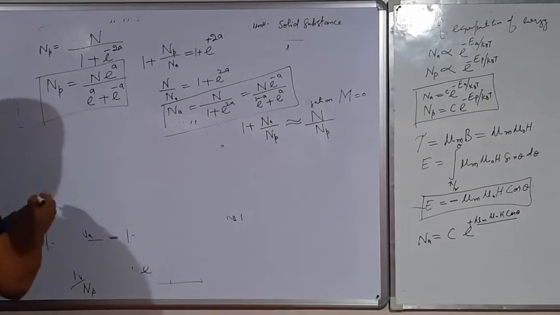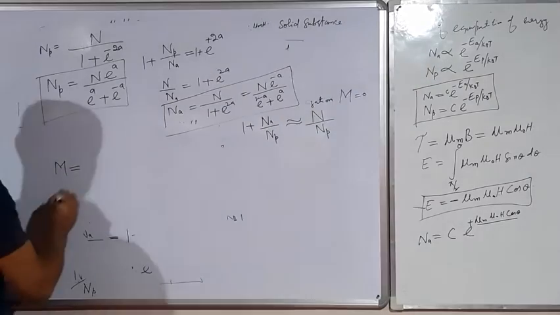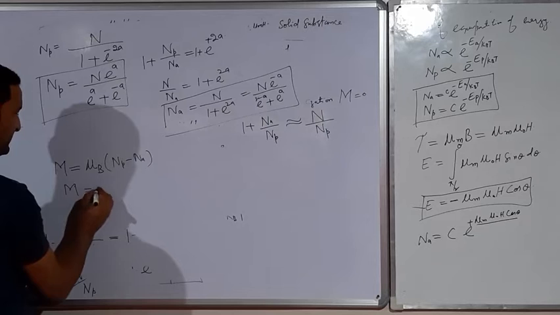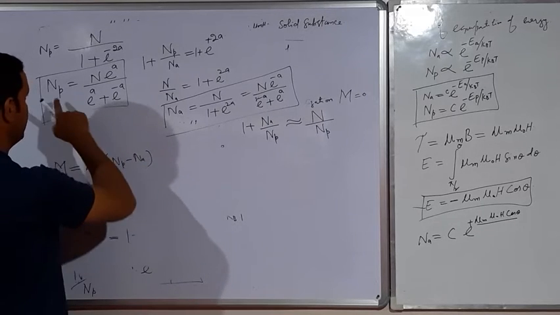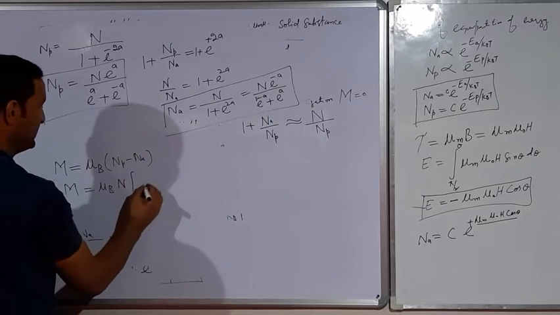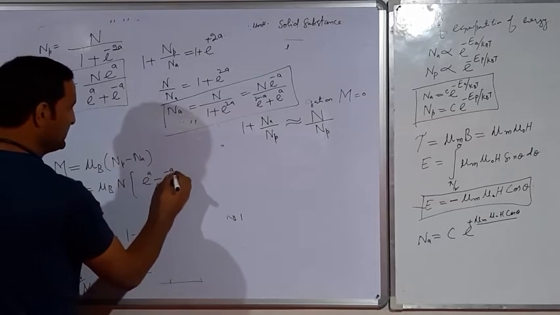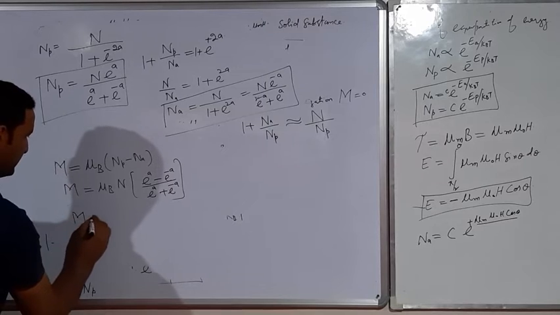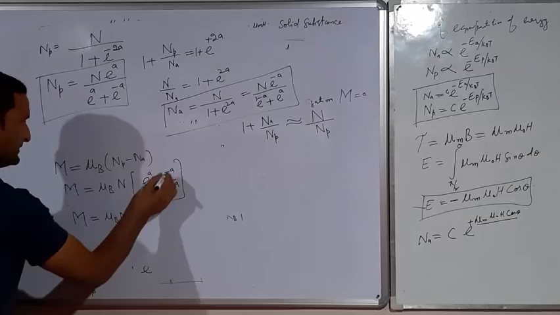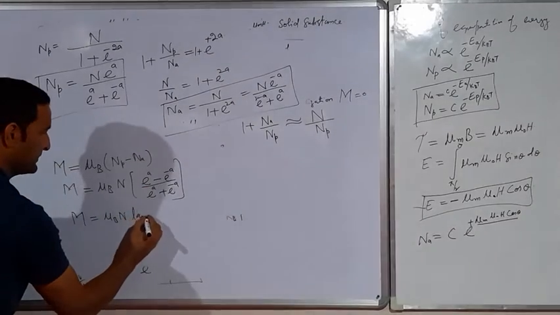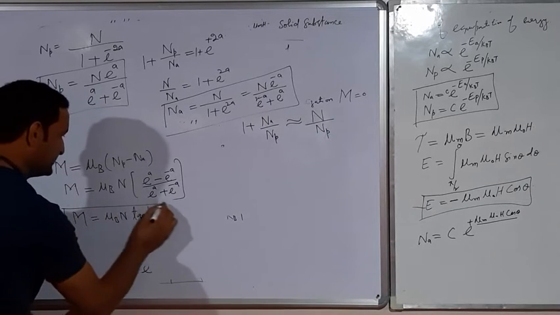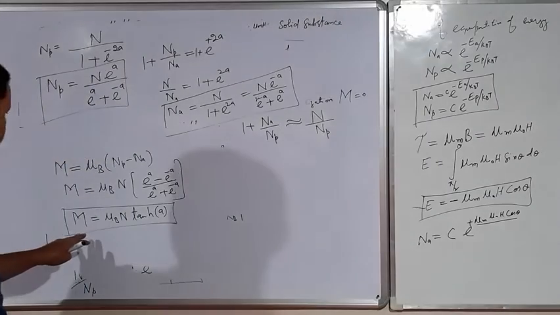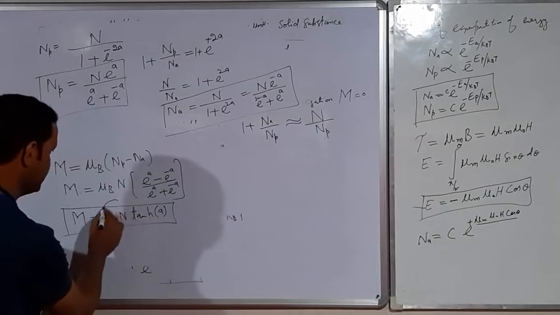So their difference will give us the magnetization. We can write magnetization will be equal to mu B into Np minus Na, that is this minus this, here N is common and there remains e power a minus e power minus a upon e power a plus e power minus a. So we can write M will be equal to mu B N times this function, that is the tan hyperbolic of a. So this is the magnetization produced within the paramagnetic material by applying an external magnetic field. Here it is saturated, this is saturation magnetization.